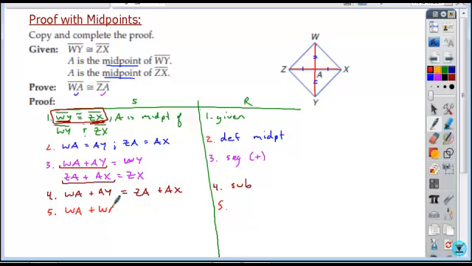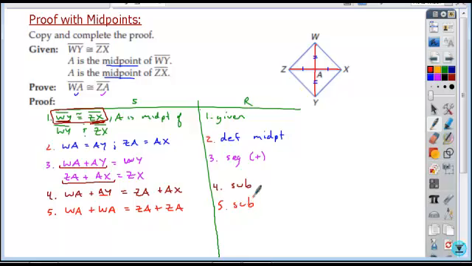WA plus WA, so we're just replacing this with its equivalent, and that's equal to ZA plus, well, also we want to get rid of AX. AX is equivalent to ZA also. So what did we do here? We replaced again, so we substituted.